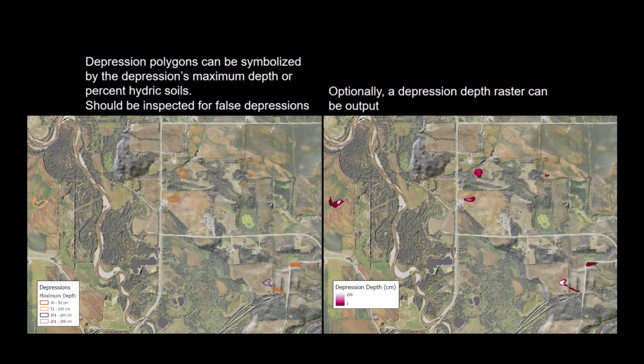The polygon output can be symbolized to show the maximum depth of the depression or the percent hydric soils within a depression, which can provide valuable information for where water may pond. The depression raster can be valuable for seeing the depth of a depression.